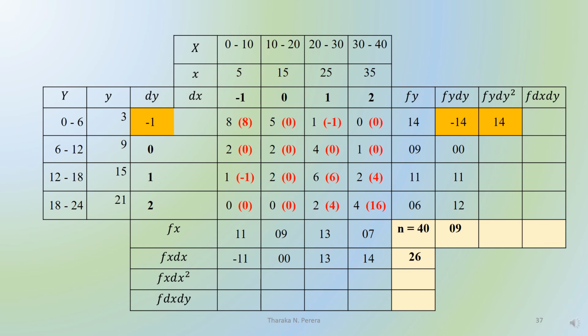Next, consider fy dy squared column. This means multiplication of each fy dy element again by the corresponding dy value. First fy dy squared value is 14, comes from minus 1 into minus 14. Second fy dy squared value can get by 0 into 0. Likewise, we can complete fy dy squared column.